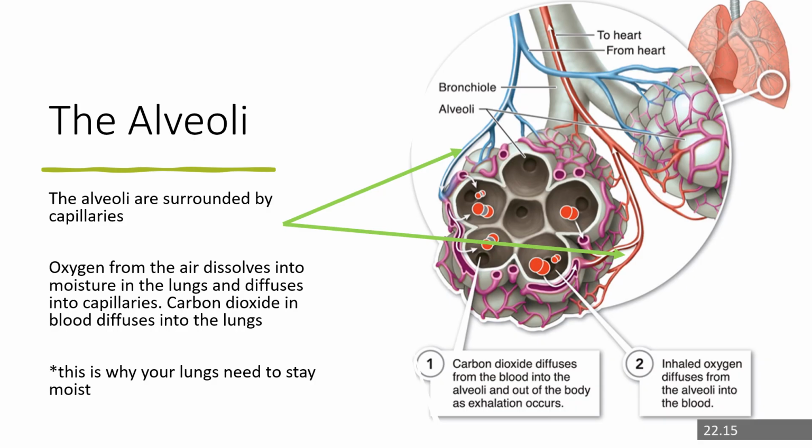So the alveoli are surrounded by capillaries. As oxygen enters the lungs and flows into the alveoli, it diffuses into the blood in the capillaries, and carbon dioxide diffuses out of the blood into the alveoli. The gases are diffusing through the moisture in your lungs, so this is why the lungs need to be a moist surface.